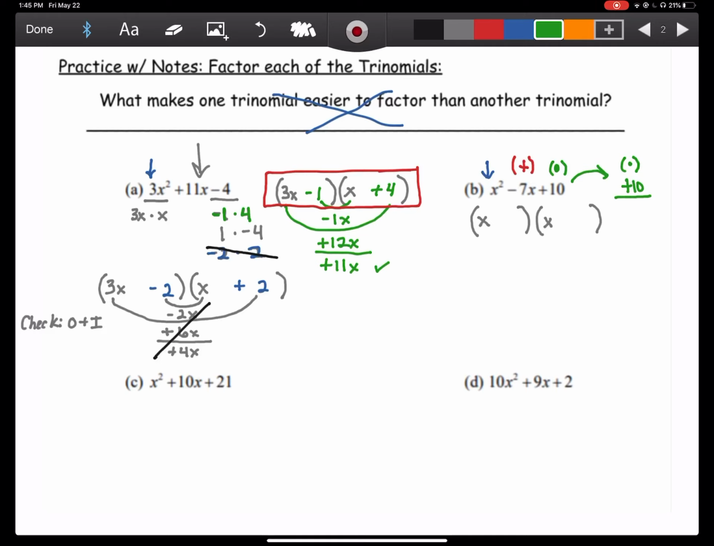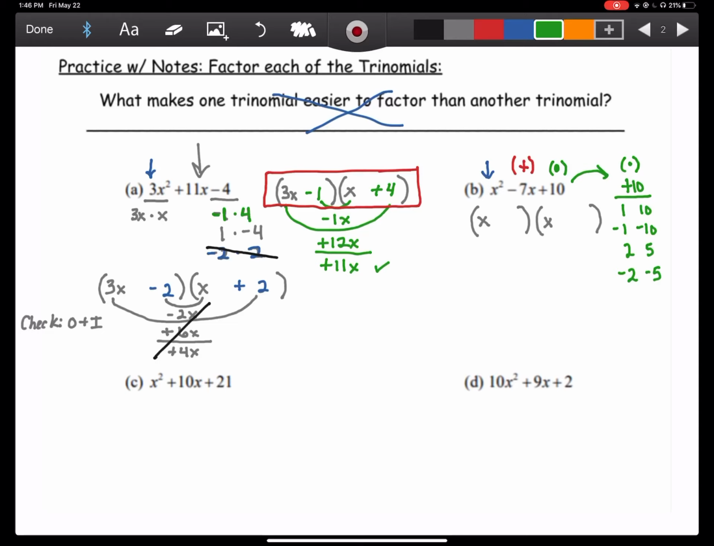So I'm going to list, kind of like a factor table. I'm going to list my numbers that create positive 10. That could be positive 1 and 10. It could be negative 1 and negative 10. It could be positive 2 and 5. It could also be negative 2 and negative 5. It could not be negative 2 and positive 5 because those two numbers do not multiply to equal positive 10.